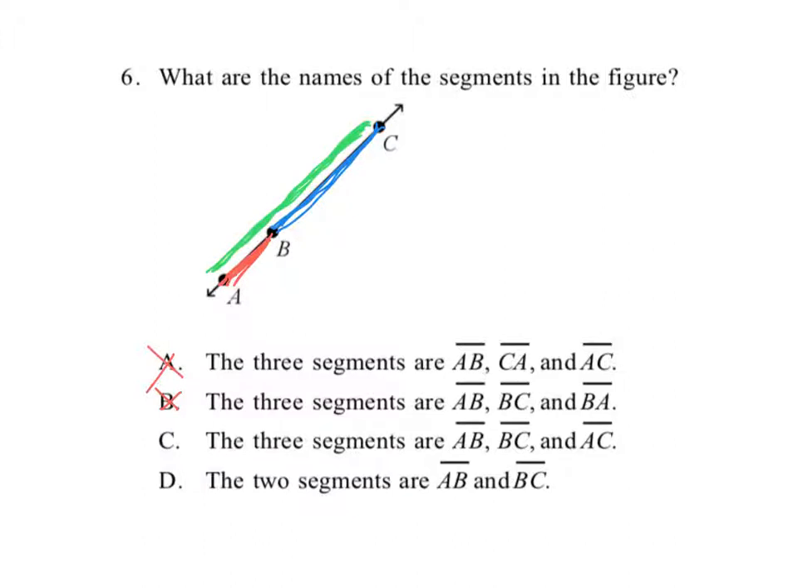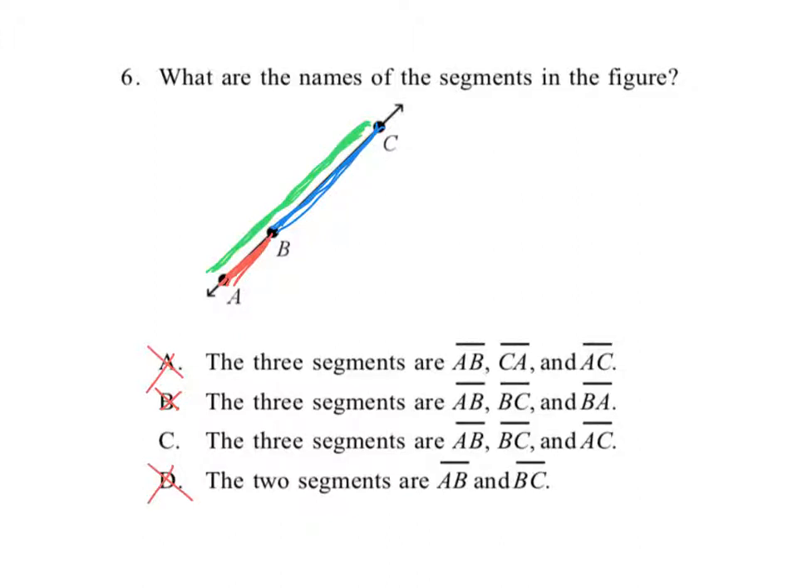So, D says the 2 segments, and we know that there are 3. There is AB, there's BC, and then there's the entire segment AC. And so, of course, for answer D, they're checking to see that you understand that 2 smaller segments together make a longer segment. So it's not D.